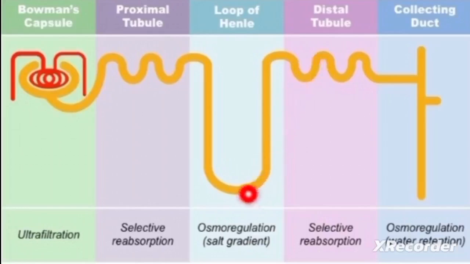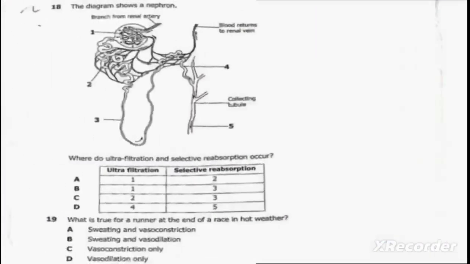Then osmoregulation also takes place in two parts, the loop of Henle and the collecting duct. So this one is showing the Bowman's capsule, and this one is showing the proximal convoluted tubule. So therefore our correct answer is A. We shift to the next question.